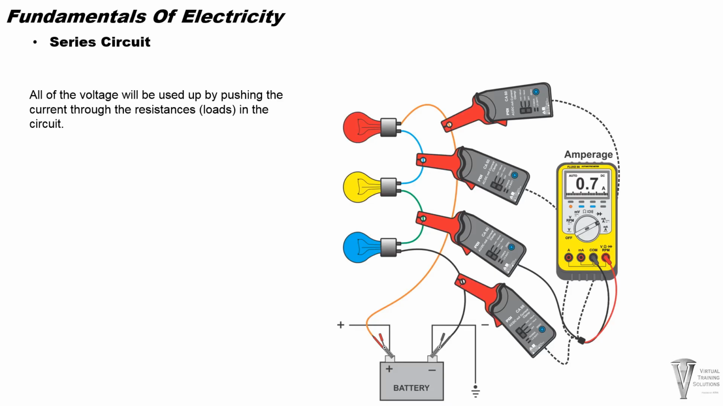Let's take a look at a series circuit here. No matter where we measure the current, it's always the same, which proves that current is consistent throughout the circuit and that it does pass through each component. So in this case, we're going to check our amperage. Notice we have the meter on amperage. We check it directly off of this resistor here, which is 0.7 of an amp. We'll test it here, 0.7 of an amp, here 0.7 of an amp, and so on and so forth.